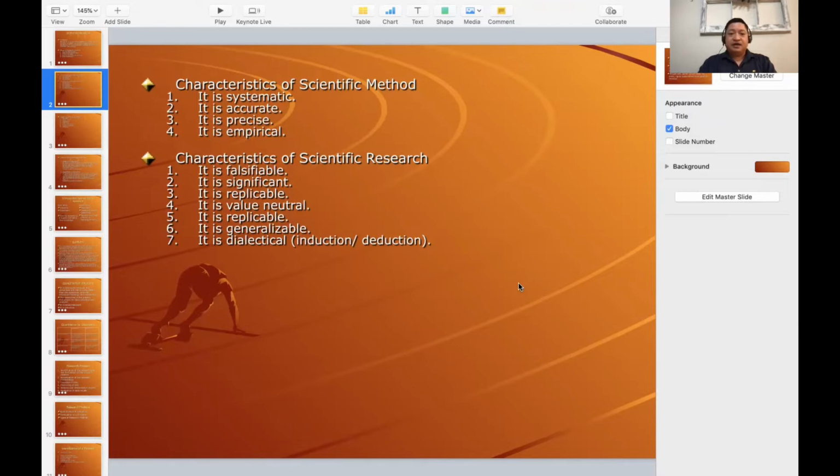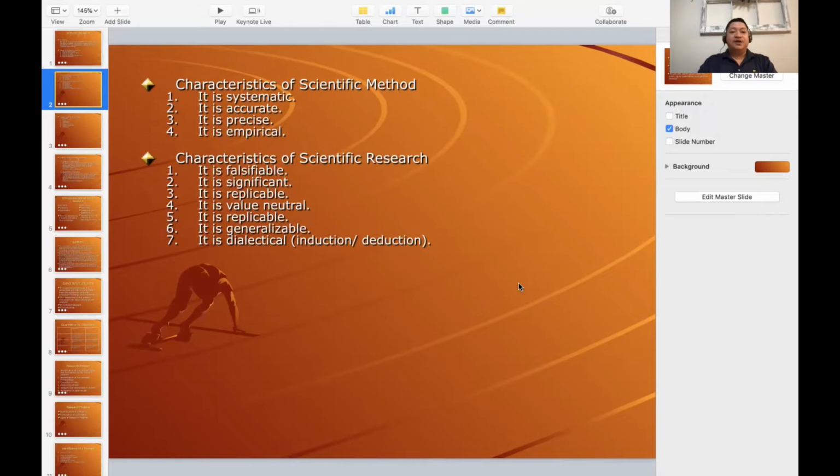It means that because you have collected your data, you have processed your data using statistics, you have provided evidence. You have tested your data against empirical evidence. So it is empirical.